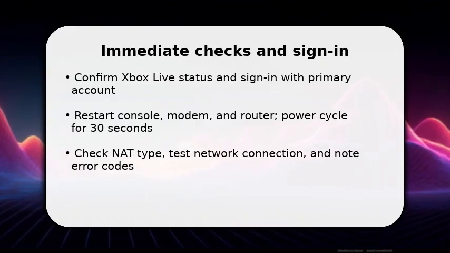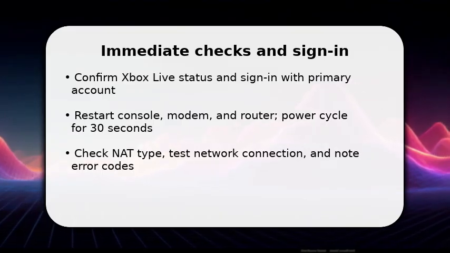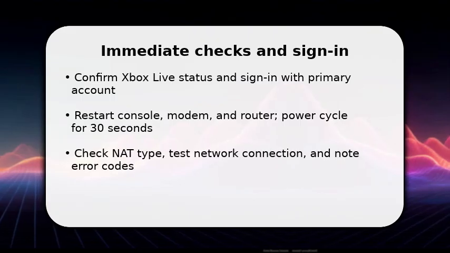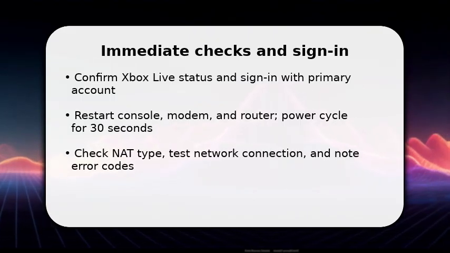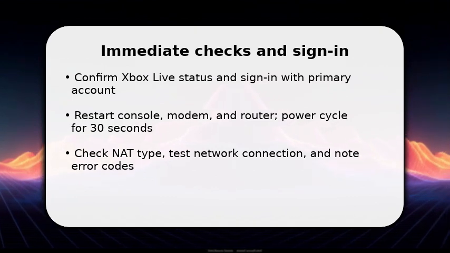While those reboot, run the Xbox network test and write down NAT type and any error code shown, because those codes point directly to the fix you'll apply next. Once done, make sure your console shows a stable Xbox Live connection before proceeding.